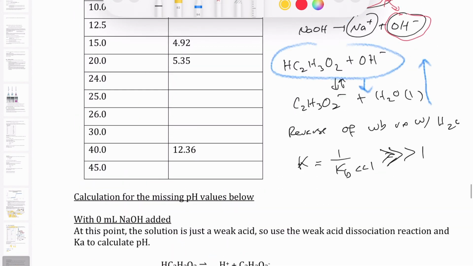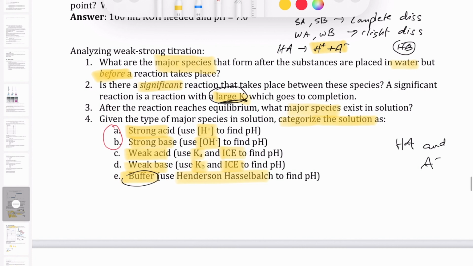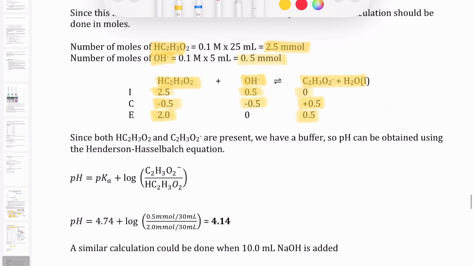Now remember what I said in that last analysis. What major species exists at equilibrium after the reaction? Well, we just determined it's the weak acid and its conjugate base. What solution do I have? I have a buffer, right? That's a solution where both the weak acid and its conjugate base exist in appreciable quantities. So therefore, to solve for pH, I'm going to use my Henderson-Hasselbalch equation, which is pH equals pKa plus the log of A minus over HA.